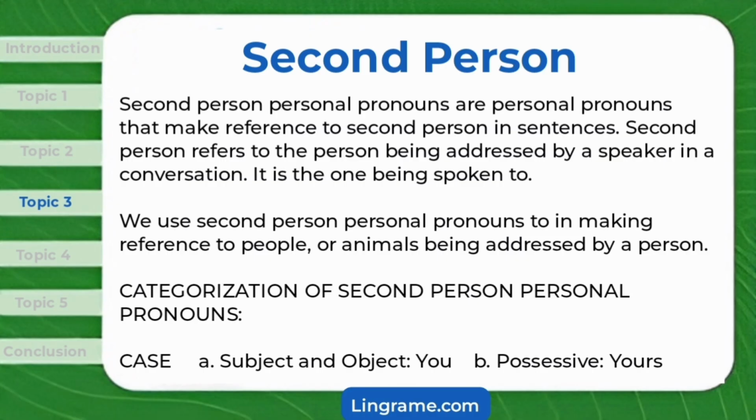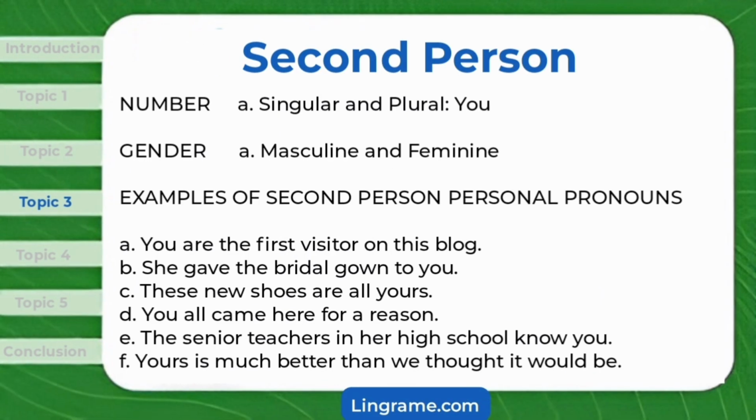Second-person personal pronouns. Second-person personal pronouns are personal pronouns that make reference to second person in sentences. Second person refers to the person being addressed by a speaker in a conversation. It is the one being spoken to. We use second-person personal pronouns in making reference to people or animals being addressed by a person. Categorization of second-person personal pronouns: case, subject and object, you, possessive, yours, number. Singular and plural, you, gender.